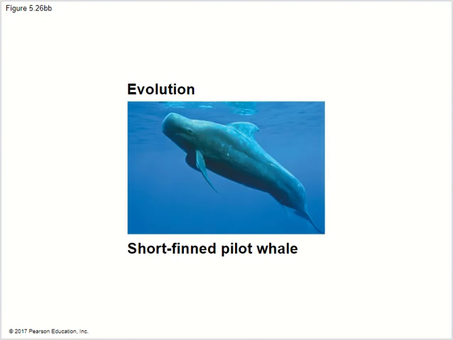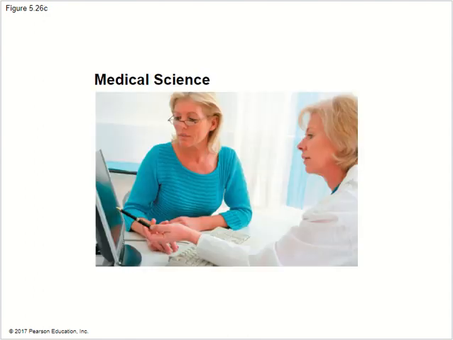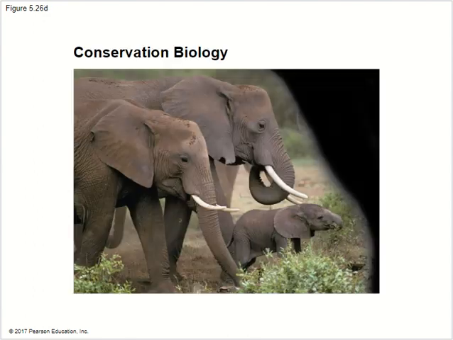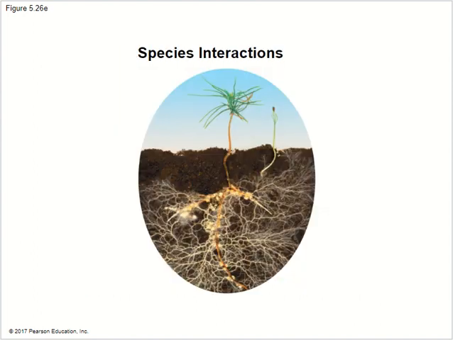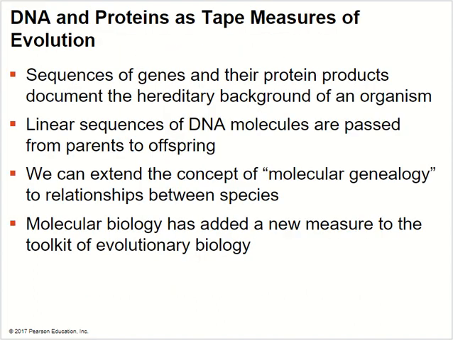All right, we're almost wrapped up. Lots of figures. Sequences of genes and their protein products document the hereditary background of an organism. Linear sequences of DNA molecules are passed from parents to offspring. We can extend the concept of molecular genealogy to relationships between species.